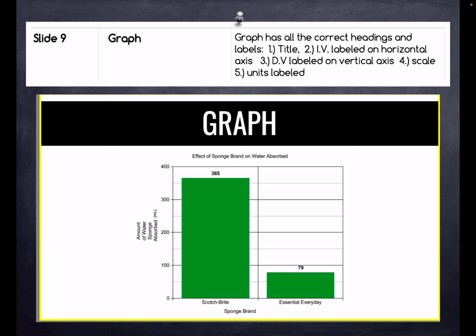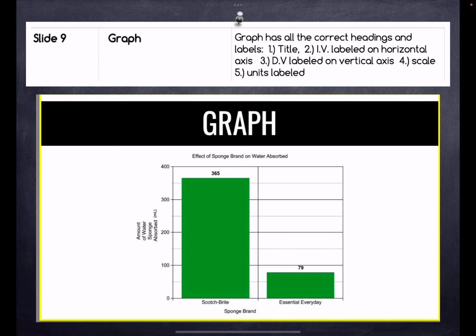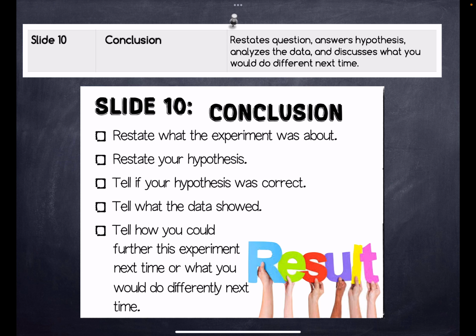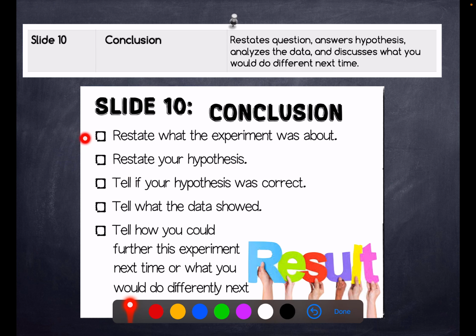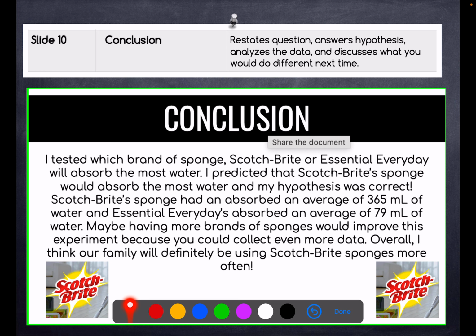The graphs need to have these 5 parts: title, the independent variable labeled, the dependent variable labeled, the scale, and the units labeled. The website will walk you through that. And the conclusion needs to have all 5 of these parts. Again, we'll talk about those. As you can see in Madeline's, you can pause this and read hers. It would be a great template for writing yours.